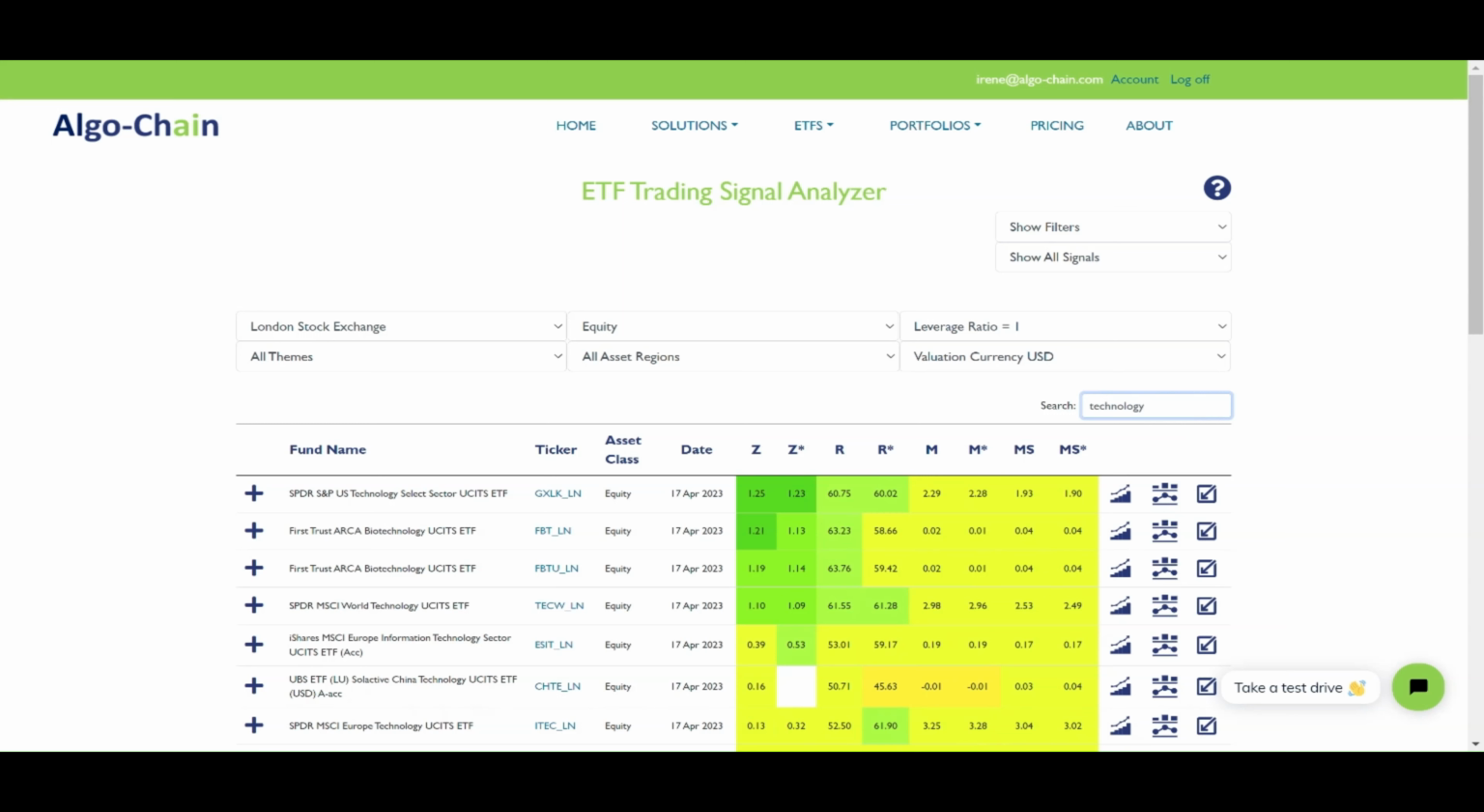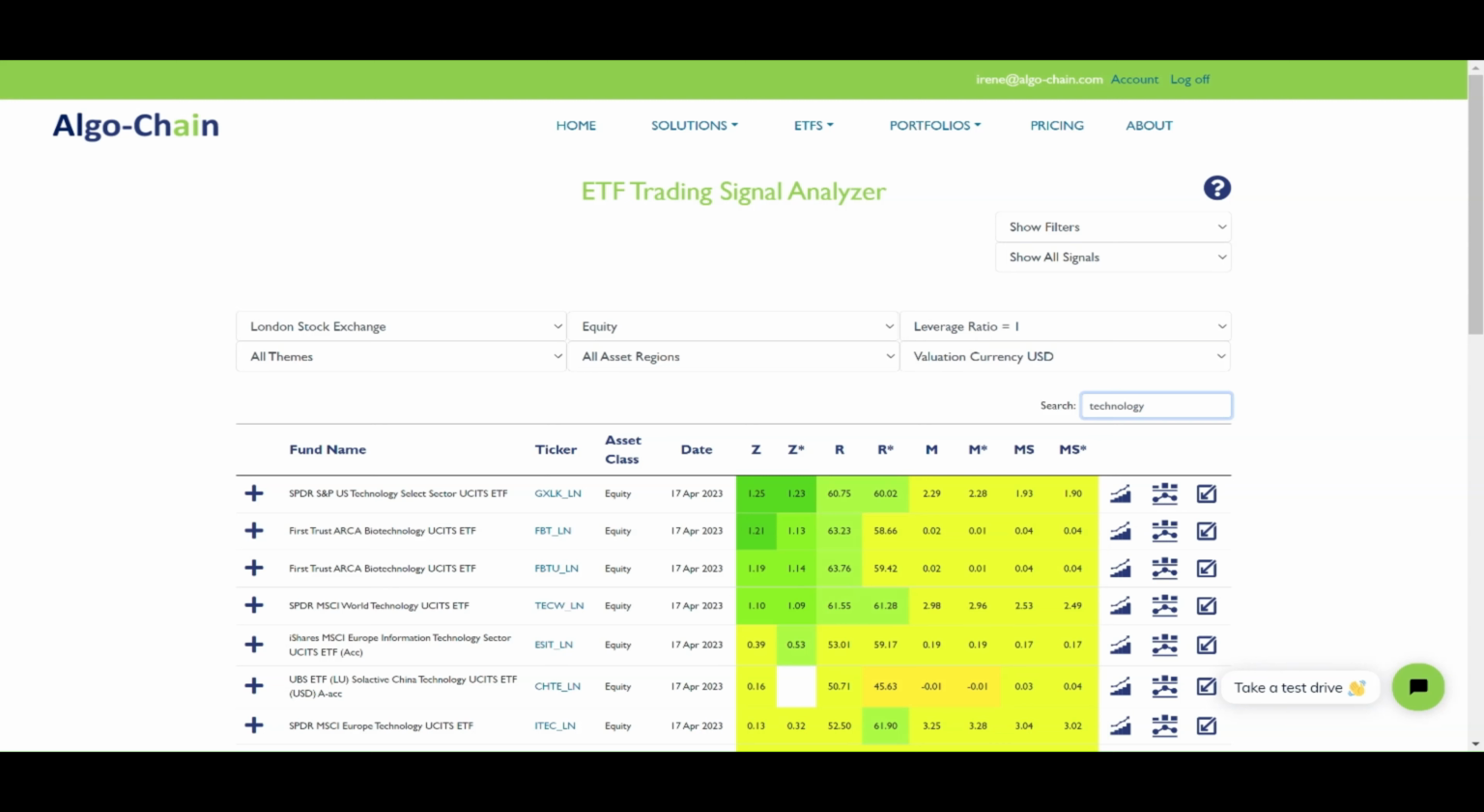Z stands for Z-scored momentum signal. We show here the exponentially smoothed Z-scored momentum with a half-life of 252 days. This is often good for approximately monthly rebalancing. The Z-scored momentum is the value for the previous day, i.e. T-1, whereas Z-star shows the value for the day before, T-2. One can, for example, sort on the Z-scored momentum in descending order to see which ETFs might be a good trade.